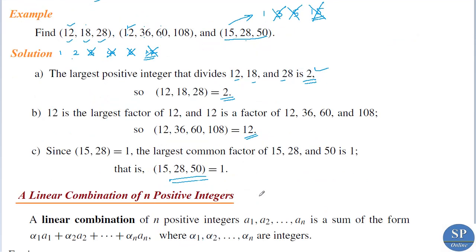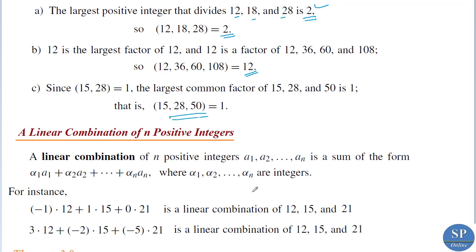Now a linear combination of n positive integers. A linear combination of n positive integers a1, a2, etc. an is a sum of the form alpha 1 a1 plus alpha 2 a2 plus etc. alpha n an, where alpha 1, alpha 2, etc. alpha n are integers. This is just as in the case of two integers. So for example, minus 1 into 12 plus 1 into 15 plus 0 into 21 is a linear combination of 12, 15 and 21. This is another linear combination of 12, 15 and 21, taking alpha 1 equal to 3, alpha 2 equal to minus 2 and alpha 3 equal to minus 5.